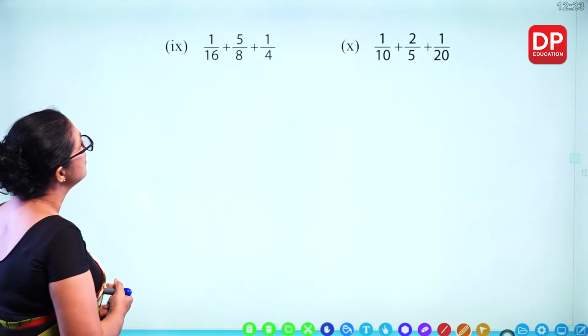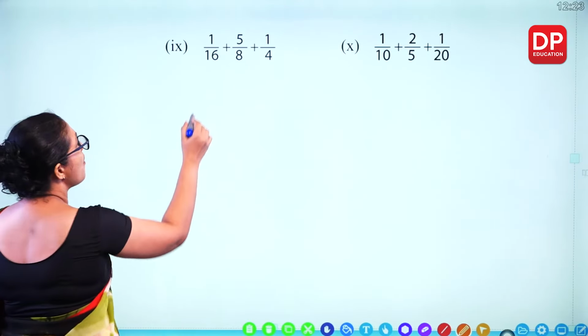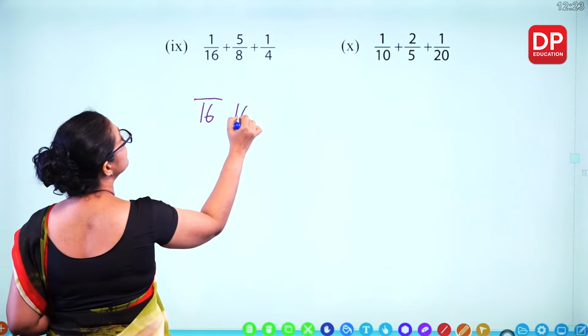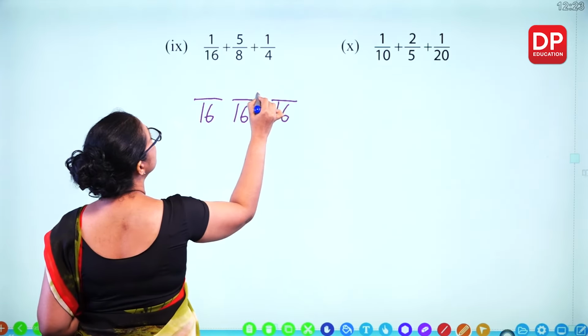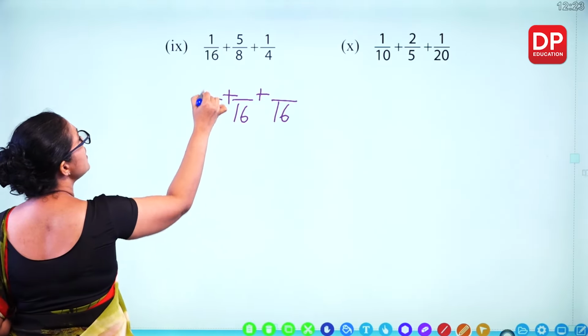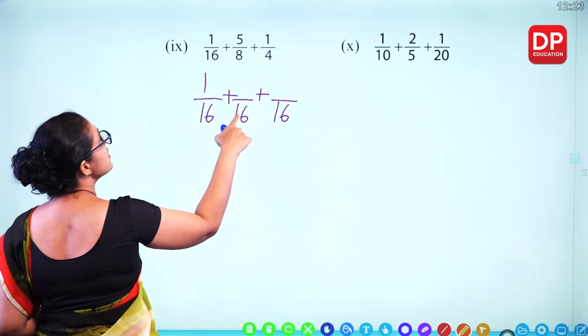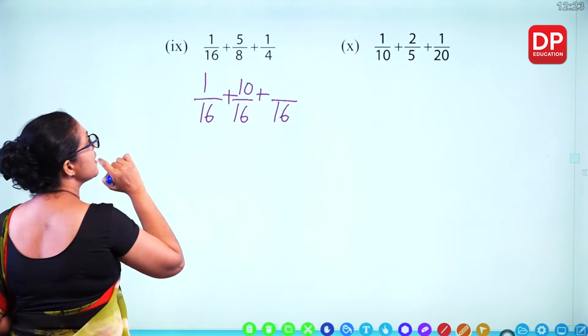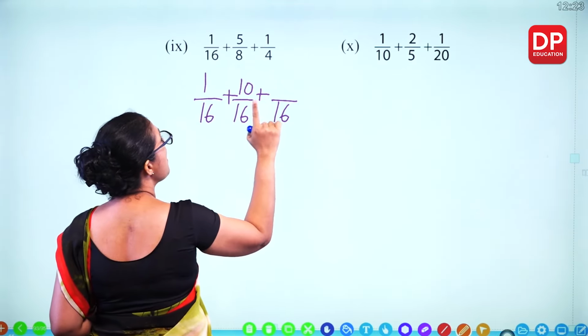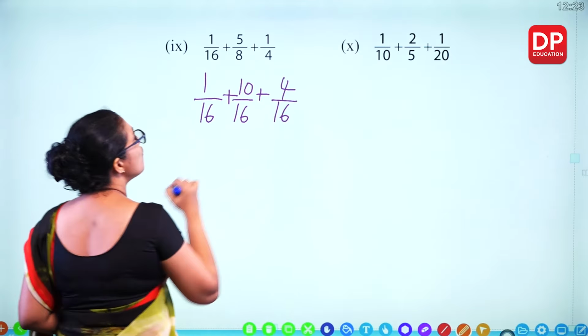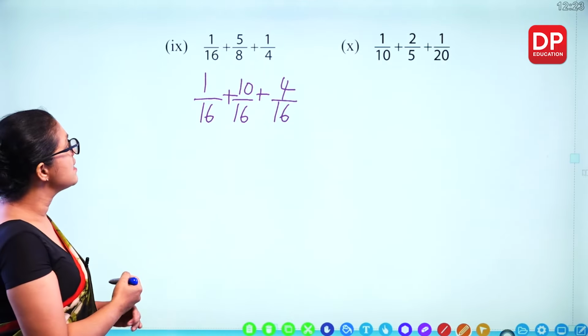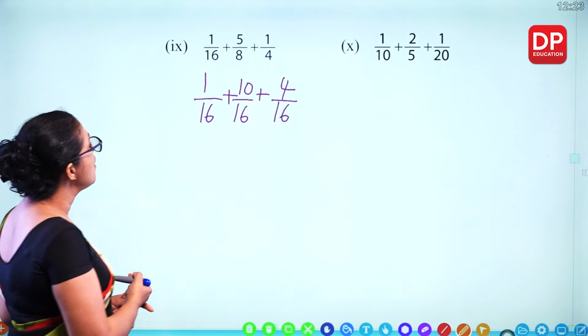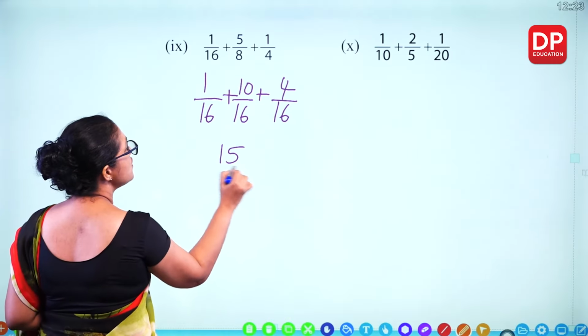This one, 16, 8, 4. Common one is 16. Now convert 8 to 16 multiplied by 2. 2 times 5, 10. 4 to 16 multiplied by 4. 4 over 16. Now add it. 10 plus 4, 14. 14 plus 1, 15.